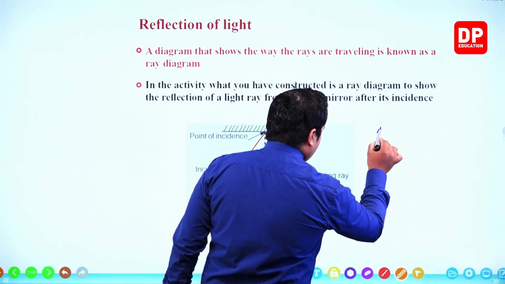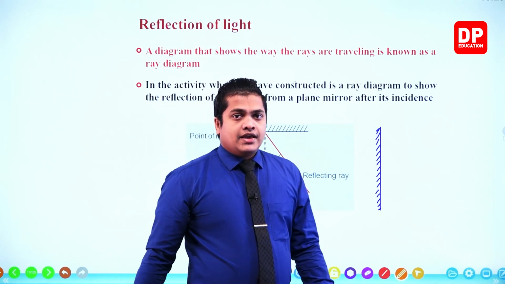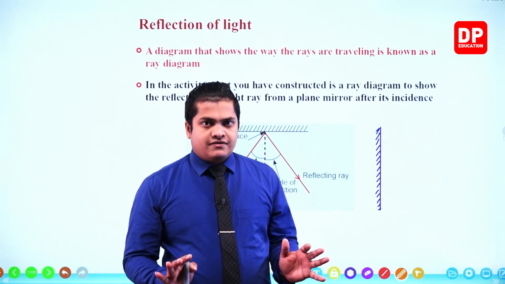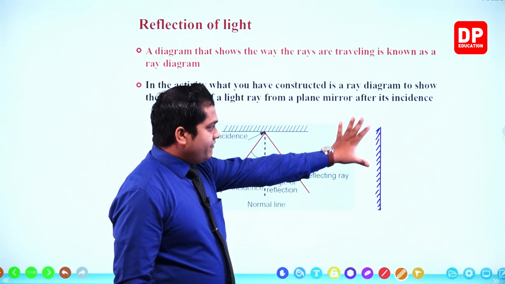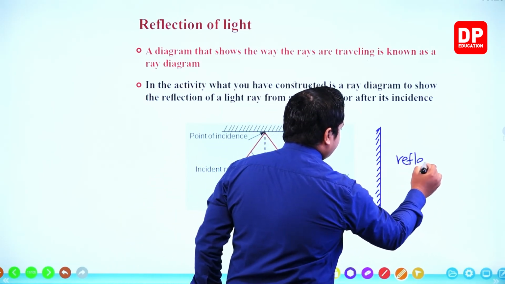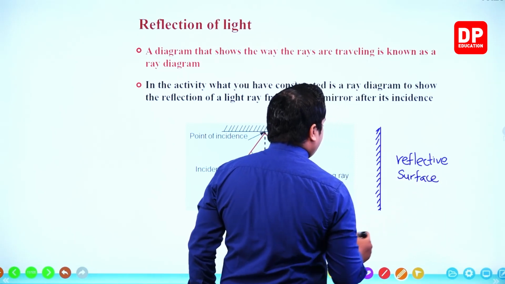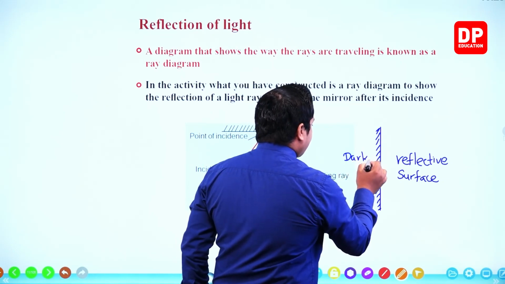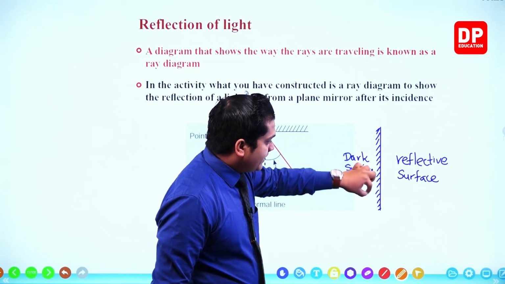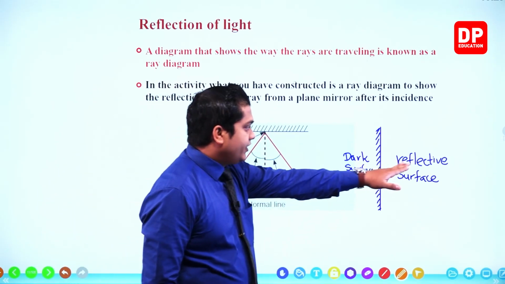Then, my dear children, we are going to darken one particular region of this straight line. You know that in a plane mirror, one surface is darkened and the other surface is the reflective surface. From the reflective surface, the reflection is going to happen. So in this straight line, over here you can observe the reflective surface. This area is the dark surface. That's why we darken it like this. Over here you can observe the plane mirror, the darker surface. The other surface is the one which is going to do the reflection, the reflective surface.